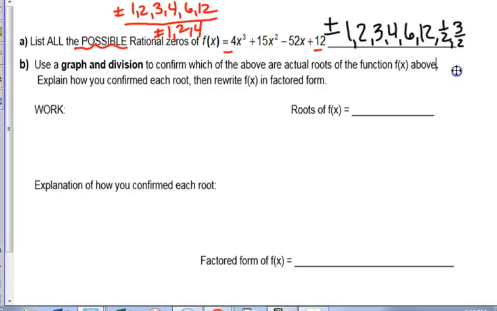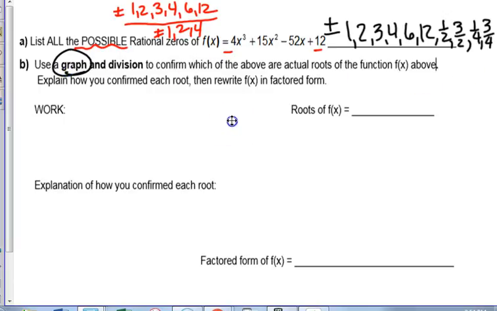2 over 2, 4 over 2, 6 over 2, and 12 over 2 are all already on our list. And then we need over 4. Okay, 2/4 is a half. That's already on our list. 6/4 is 3/2, which is on our list. 12/4 is 3. We good? Okay.